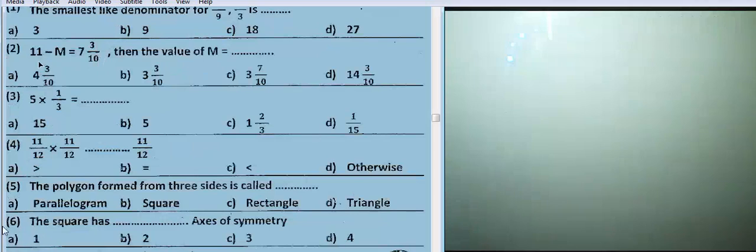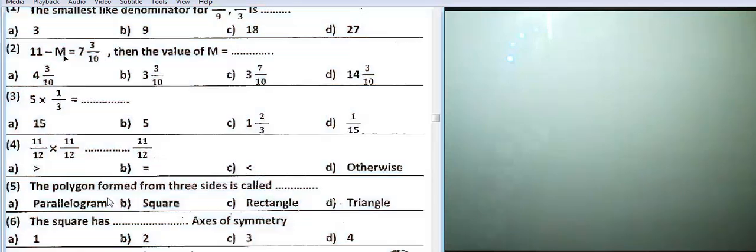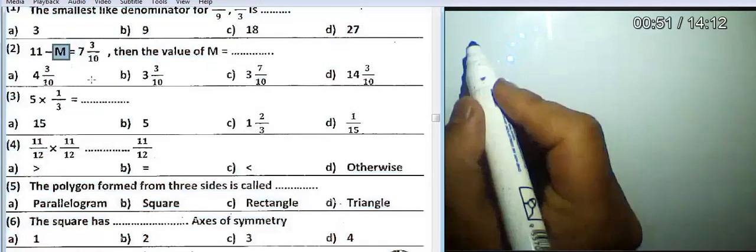Question number 2. 11 minus m equals 7 and 3 over 10, then the value of m equals space. 11 we call the minuend, m we call the subtrahend, 7 and 3 over 10 we call the difference. To find the subtrahend you must find the difference between the minuend and the difference. The greatest here is 11, the minuend, 11 minus 3 over 10. To find the result you must convert 11 to a mixed number. It will be 10 and 10 over 10.